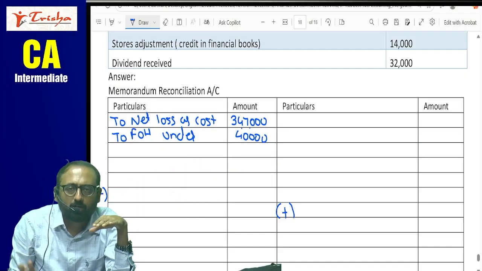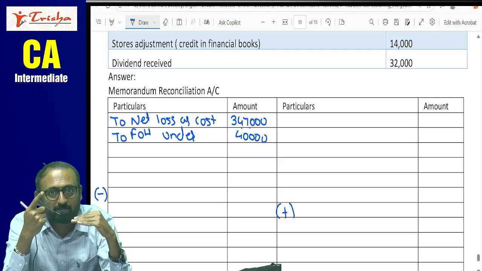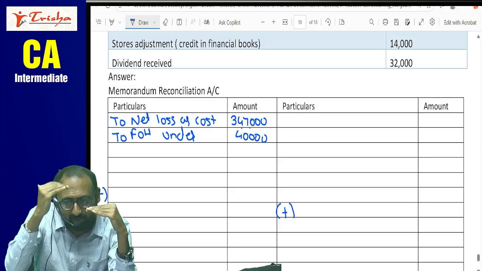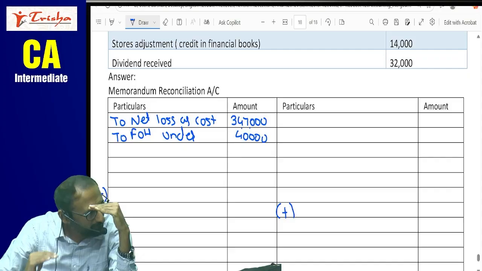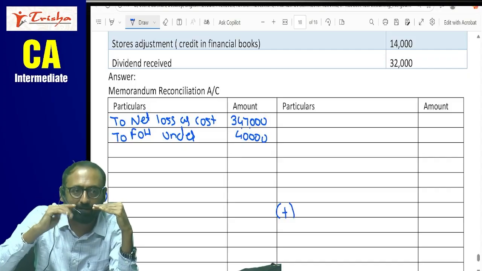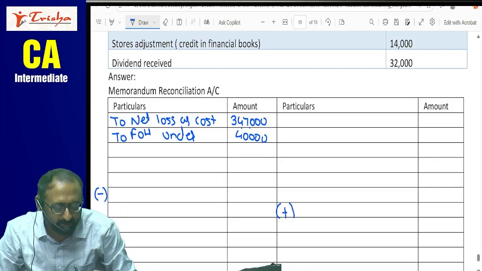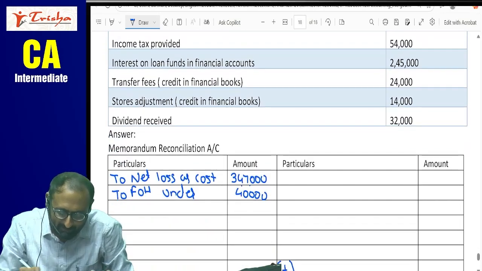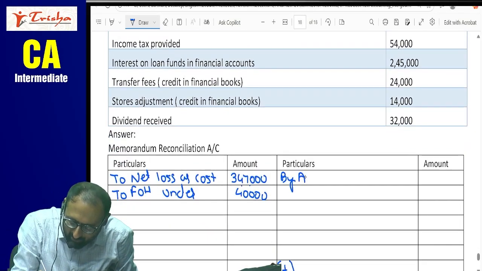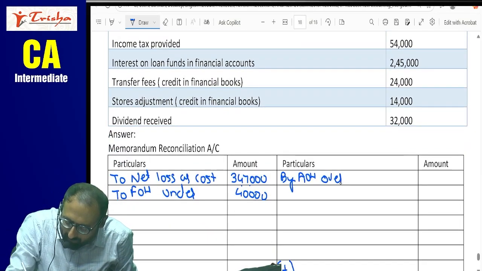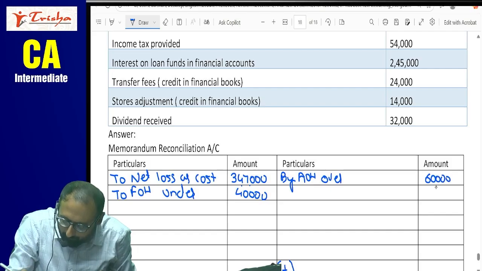And what is the logic? Over absorption means extra expenses. If expenses are more under costing, profit under costing will be less. From costing, you are going into the finance, you will have to add. And all add items will be written onto the credit side. Yes, sir, 60,000. By administration overhead over absorbed, 60,000. Done, sir.